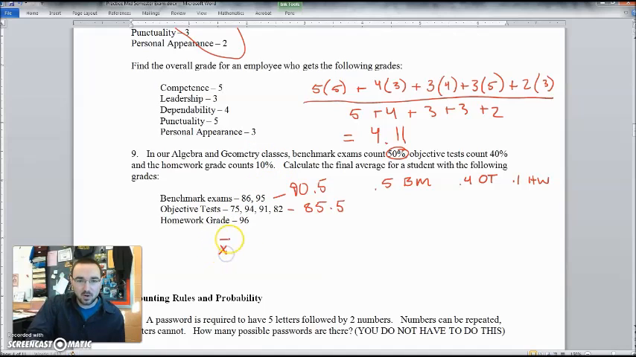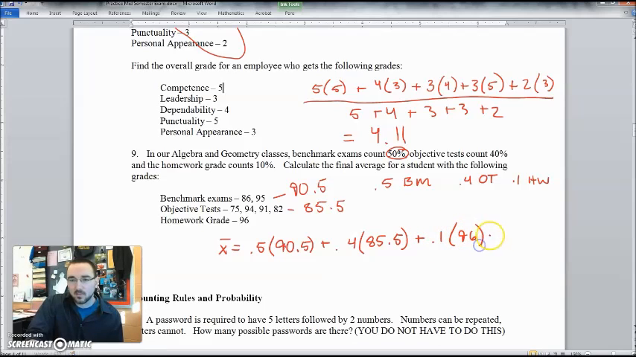So x bar is going to be equal to 0.5 times 90.5. I'm going to add that to 0.4 times 85.5. I'm going to add that to 0.1 times 96. And when I multiply all those out, and remember this is ultimately divided by 0.5 plus 0.4 plus 0.1, which is just 1, we end up getting a final score of 89.05.